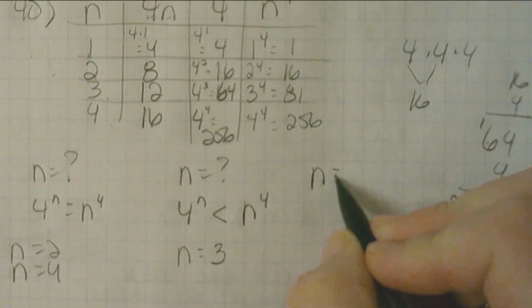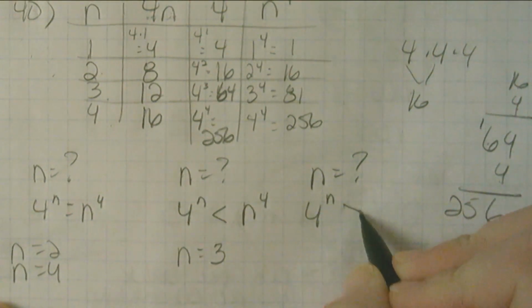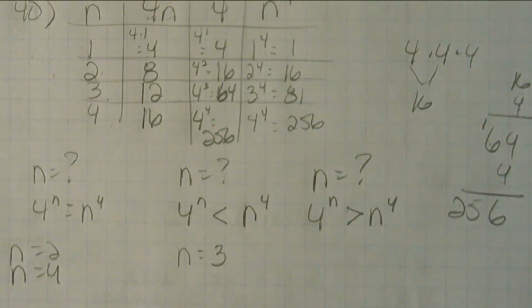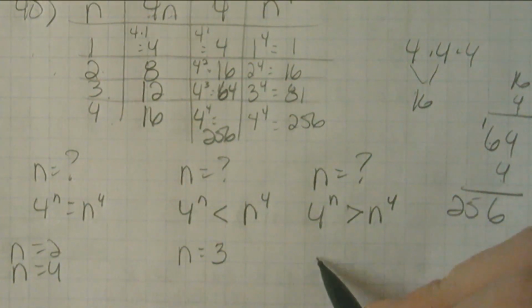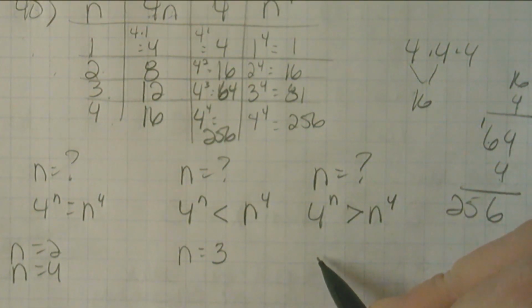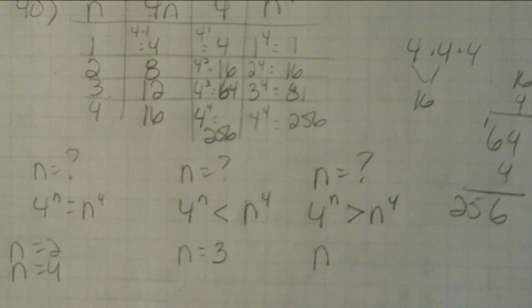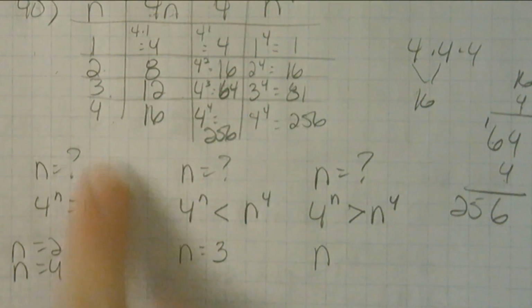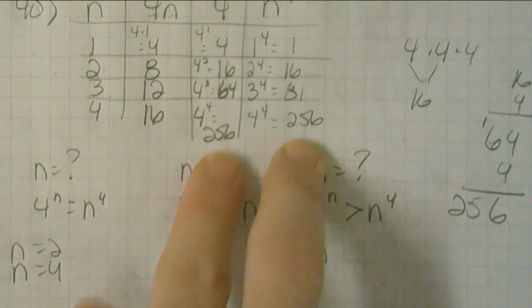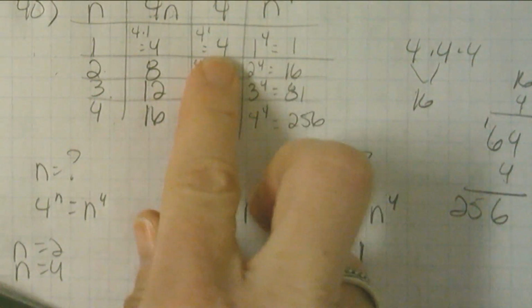All right, the next one is, for what n value do we have when 4 to the nth power is greater than n to the fourth power? So what value of n is this the case? Mia? You've got to talk louder. So what value of n is that the case? When n is 4? Well, when n is 4, these two are equal to each other. When n is 1, that's when this column is greater than this column.